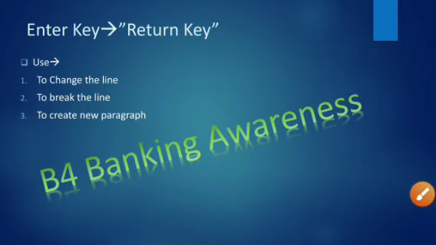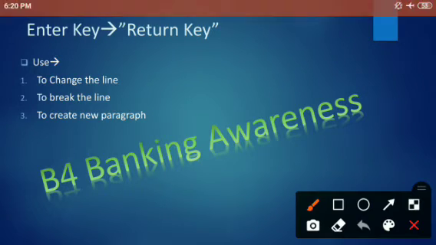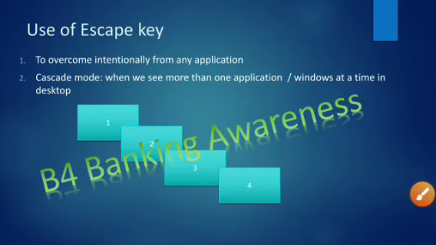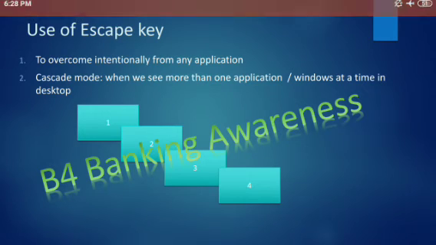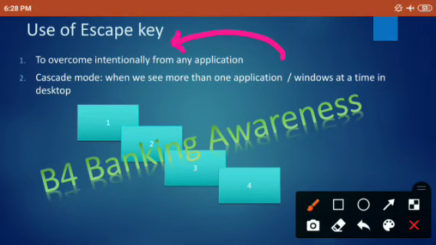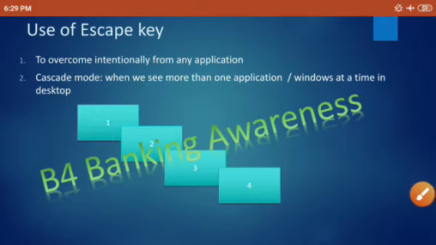Now next is the enter key. Enter key is also called return key. The use of the enter key is to change the line, to break the line and to create a new paragraph. Next is the use of the escape key. To exit intentionally from any application, we use the escape key. Then what is cascade mode? When we use more than one application window at a time on the desktop, it is called cascade mode.